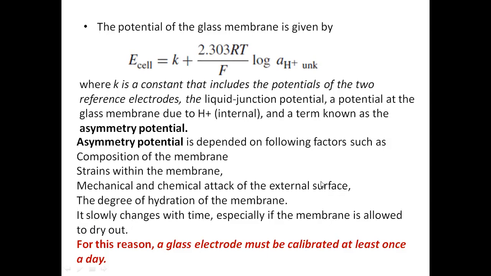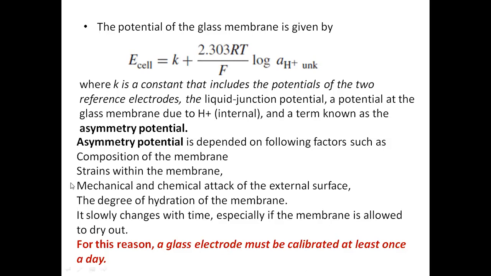All the processes are very slow. They need some time to occur, especially if the membrane is allowed to dry. So if we put our membrane or glass electrode into a dry condition, these factors influence the asymmetric potential. Due to this reason, whenever we are going to use the glass electrode, we have to calibrate at least once. Without calibration, we are not able to use the glass electrode directly. So that's why we calibrate the pH electrode every day.